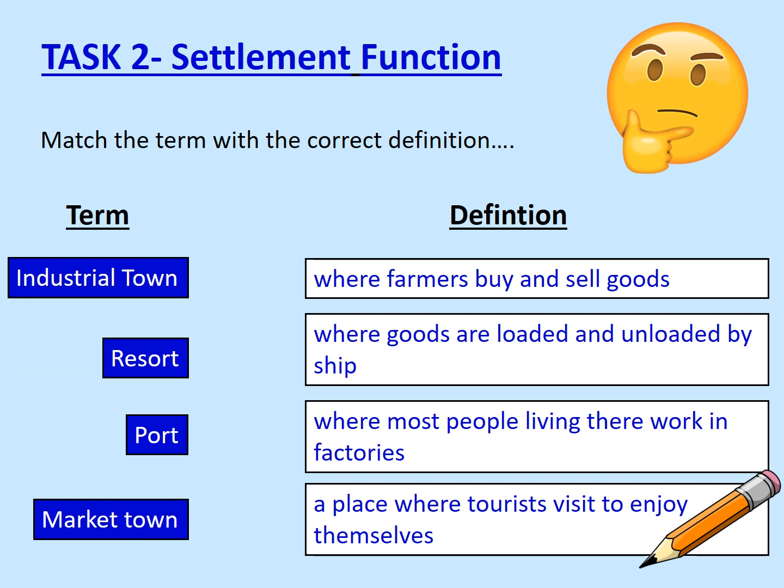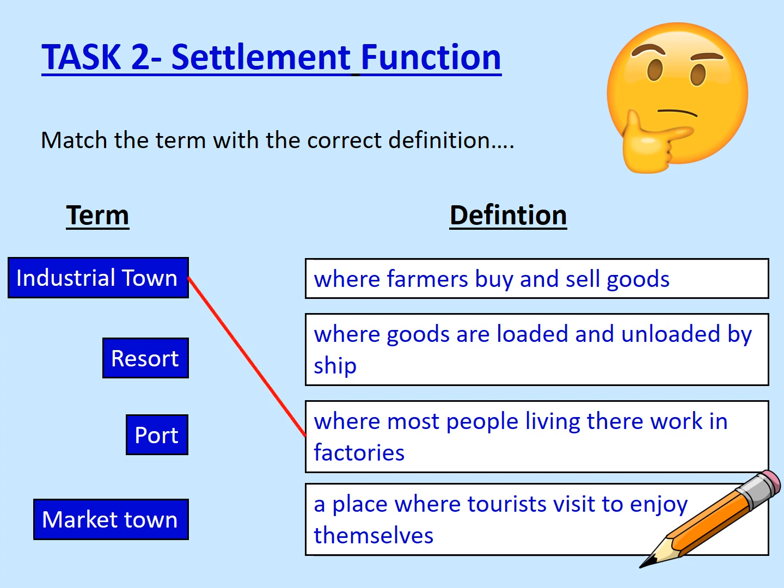Okay, so task number 2, settlement function. What we're looking to find out here is what are the 4 main types of functions in a settlement. You're looking to match the term with the correct definition here. Down the left hand side you've got terms: industrial town, resort, port and market town. You're looking to write these down in your jotter with the correct definition beside each of them. Now you have 4 definitions on the right hand side here. If you can, try and do this yourself without using the answers I'm about to reveal in a moment. So pause the video at this point and try and write in the definitions, and then I will go over it in a moment.